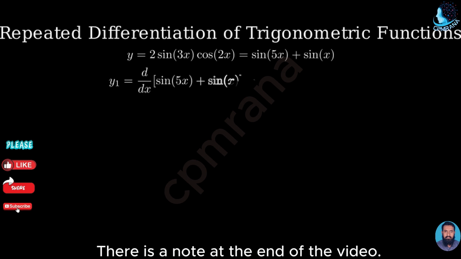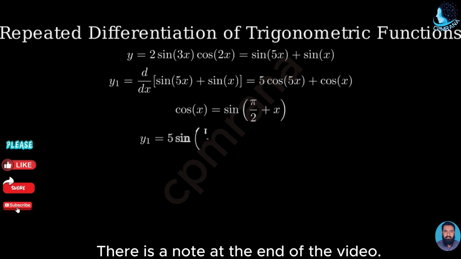When we differentiate sine 5x, we get 5 cosine 5x. And when we differentiate sine x, we get cosine x. Now, here's a key insight. We can rewrite cosine in terms of sine using the identity: cosine x equals sine of x plus pi over 2. This gives us 5 sine of 5x plus pi over 2 plus sine of x plus pi over 2.